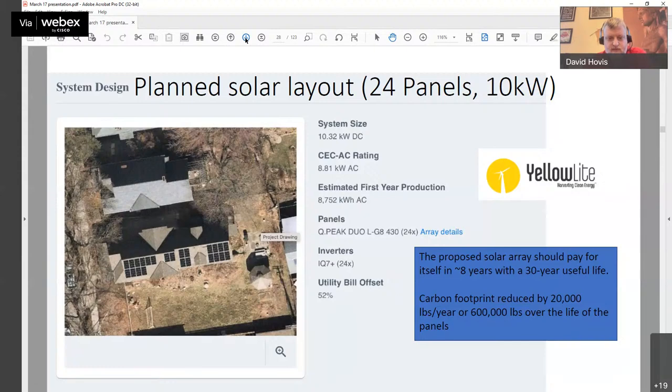This is a preliminary proposed layout. The actual final will be shown on a different slide. This array should pay for itself in about 8 years with a 30-year useful life. We would be reducing our carbon footprint by 20,000 pounds per year, or 600,000 pounds over the life of the panels, and offsetting about half of our total electric usage in an average typical year. Next slide.